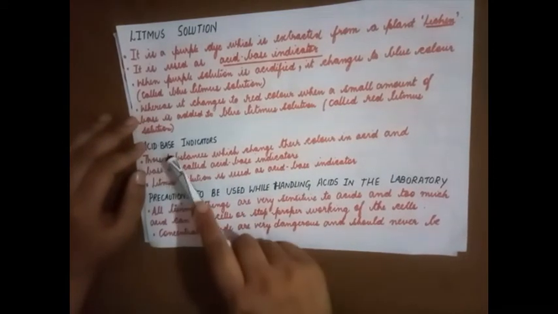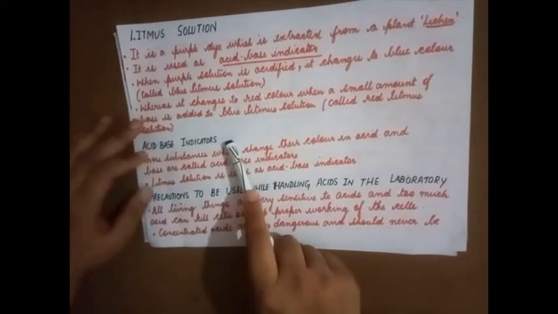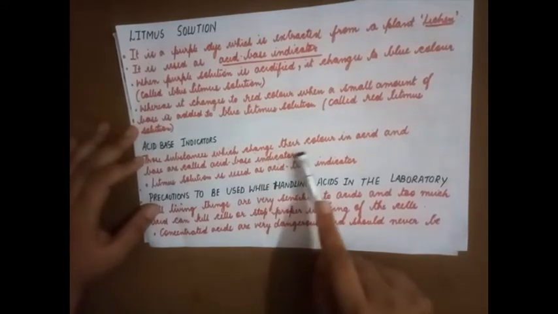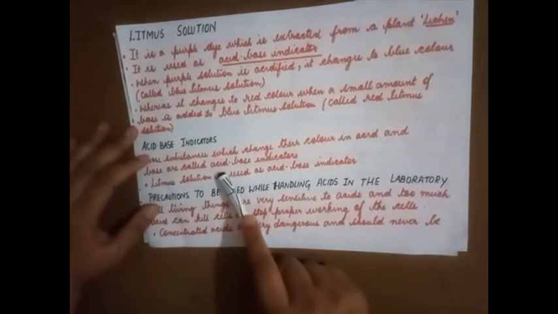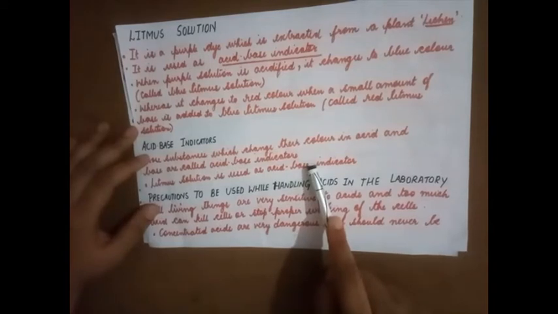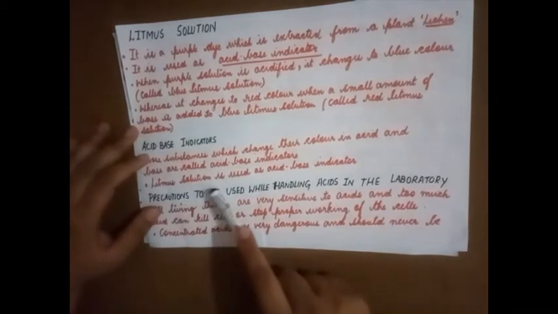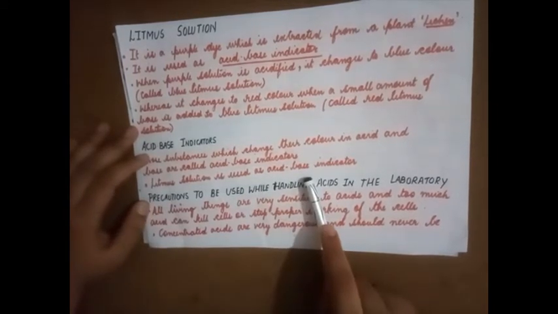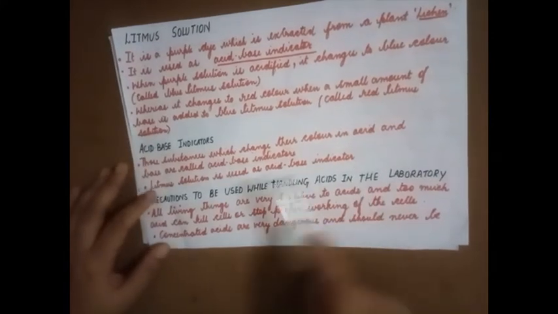Acid base indicators. These substances which change their color in acid and base are called acid-base indicators. Example, litmus solution is used as an acid-base indicator.